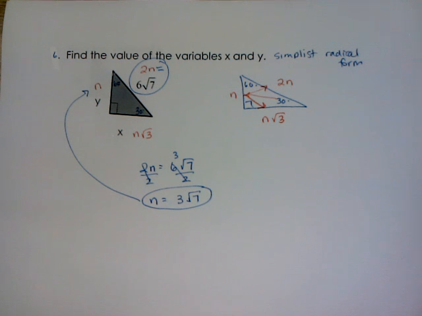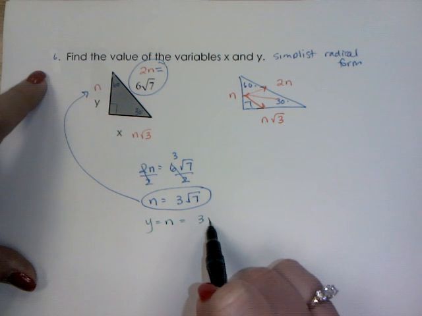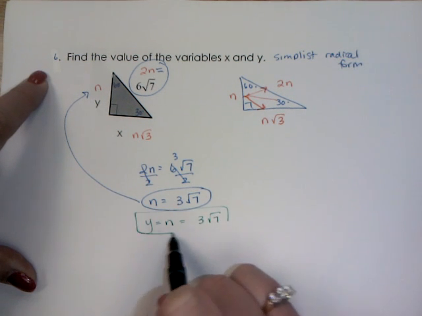But that's not what I'm looking for. I'm looking for what Y equals. Well, Y equals N, which equals 3 square roots of 7. So there's my first answer.